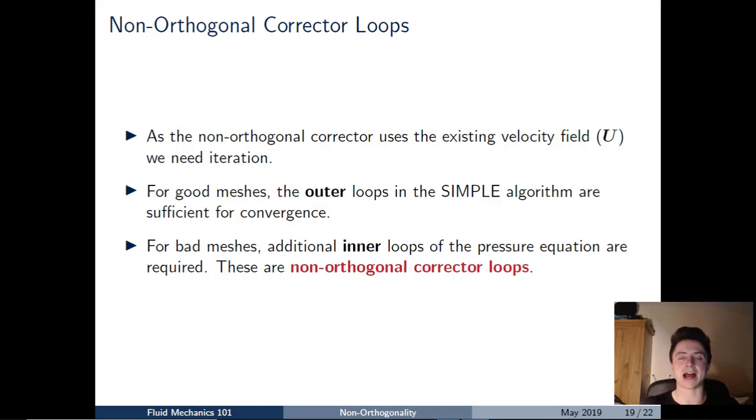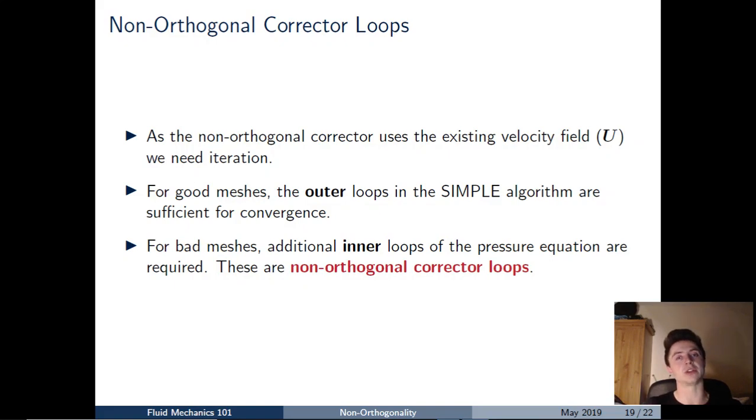However, if we have a bad mesh, then we need to do additional inner loops of the pressure equation to ensure that we can maintain a stable solution. And what does that mean? It means us solving for the velocity field, and then as soon as we have that solution for the velocity field, we update the value of the non-orthogonal corrector, and we just solve again immediately, so that we can then update the non-orthogonal corrector, and correcting by solving the equation several times sequentially before we then move on to solve for temperature, for turbulence and other quantities.